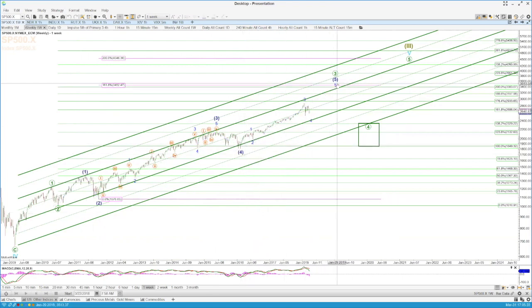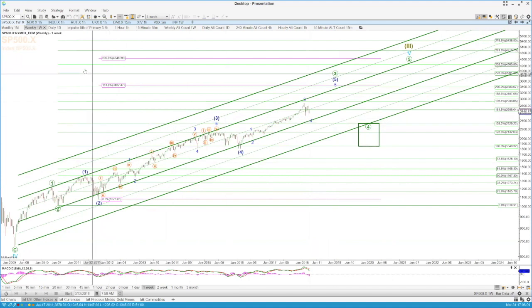From there, we need the intermediate 5 to itself subdivide into a further 5 waves at minor degree. And thus far, I think we've seen waves 1, 2, and 3, and we are currently in the final throes of the minor degree wave 4, with a little lower still to come before we then resume the uptrend to around the 3200 S&P 500 level.